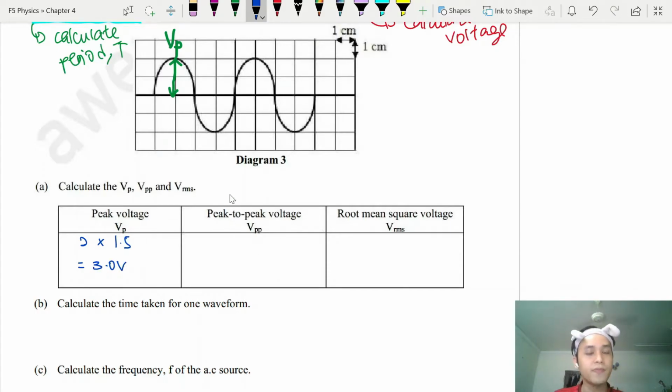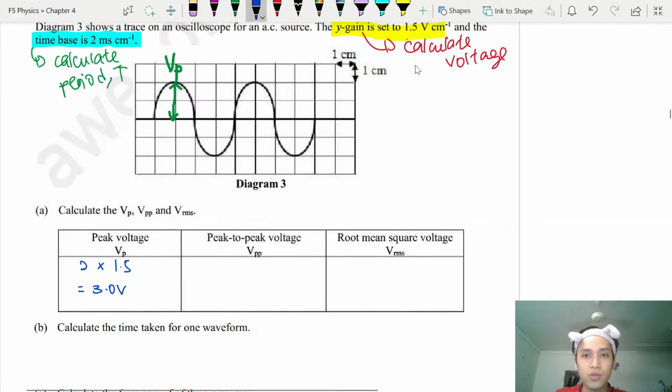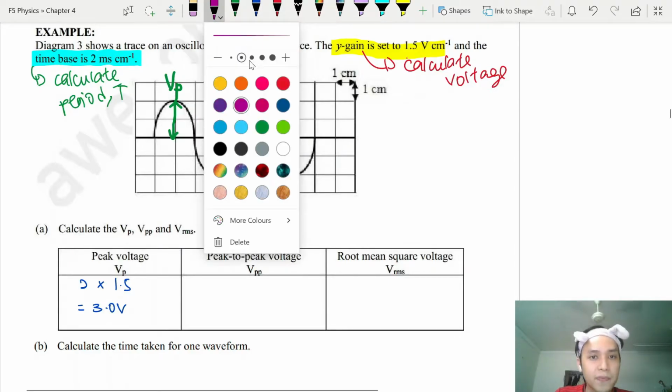Very simple, right? Okay, so basically for an alternating current of this shape, the voltage for this alternating current is 3 volts. Just remember, you take the squares here and multiply by the Y gain. They will tell you each square is how many volts. Now they tell me that each square or each centimeter is 1.5 volts. Done.